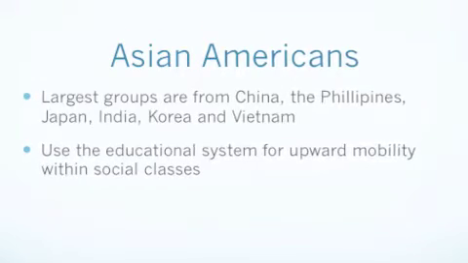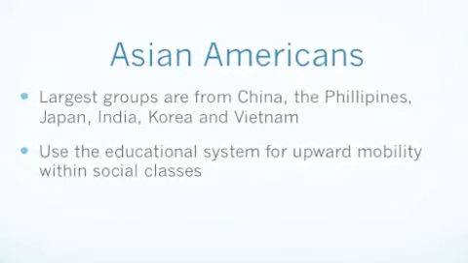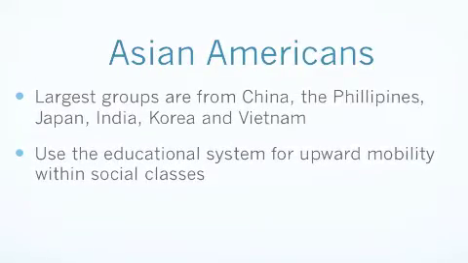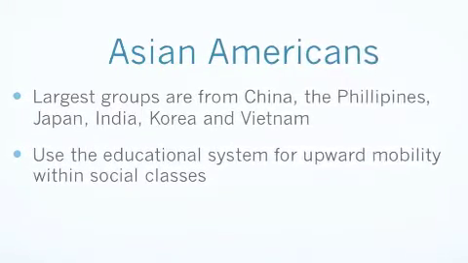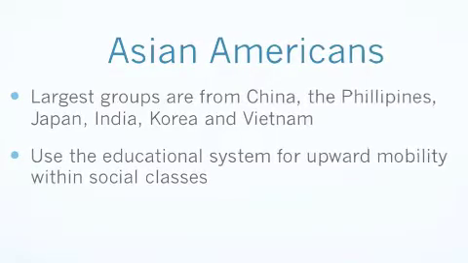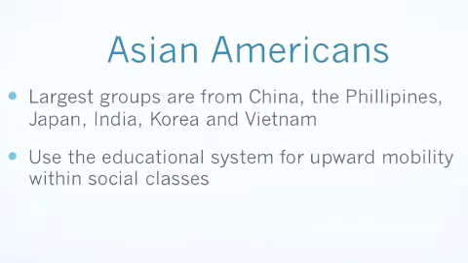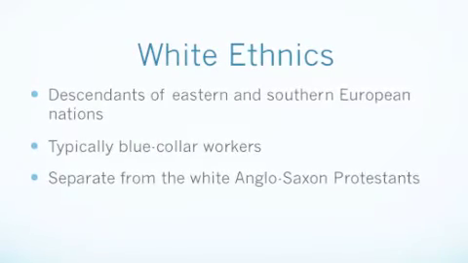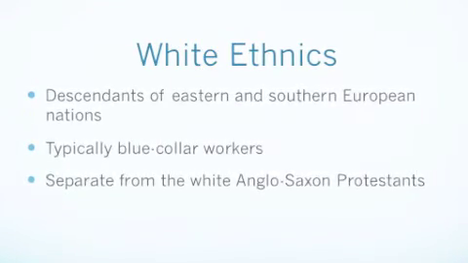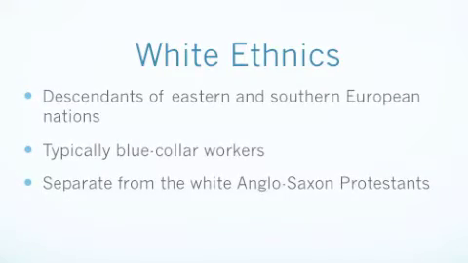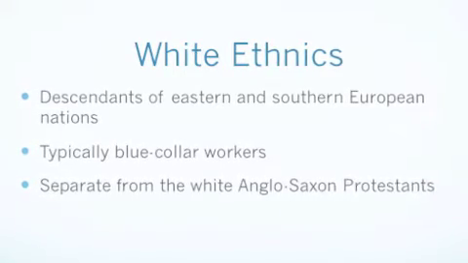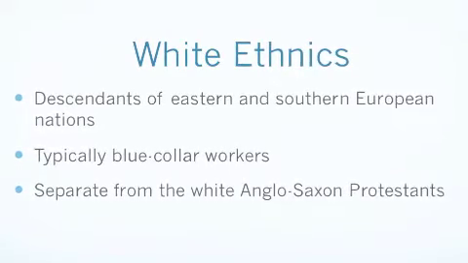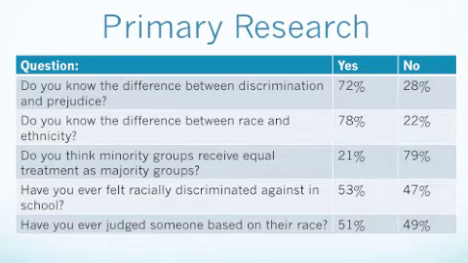Asian Americans are 4% of the total population, equaling 12 million. The largest groups are from China, the Philippines, Japan, India, Korea, and Vietnam. They use the educational system for upward mobility within social classes. White ethnic races are descendants of Eastern and Southern European nations, specifically Italy and Poland. They are typically blue-collar workers and are separate from the white Anglo-Saxon Protestants since they are Catholic.